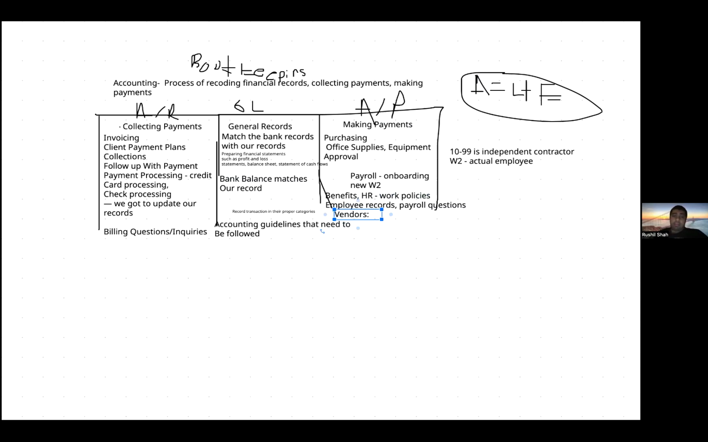So we have vendors who we pay. Sometimes we may have terms with them. We may need to do market research to shop for the best prices.